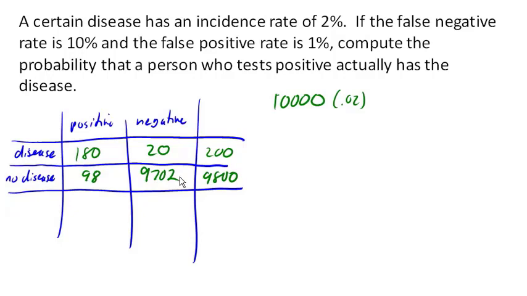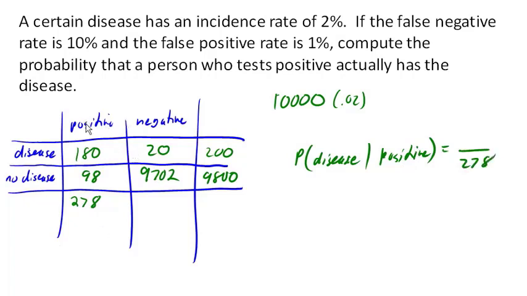So notice these 98 people here and these 20 people here are errors, right? Altogether, we have 278 people testing positive. So if we wanted to find the probability that they have the disease, given that they test positive, then we have 278 people who tested positive. Of them, 180 have the disease. And that comes out to be about 64.7%. So about 65% of people who test positive in this case will actually have the disease.